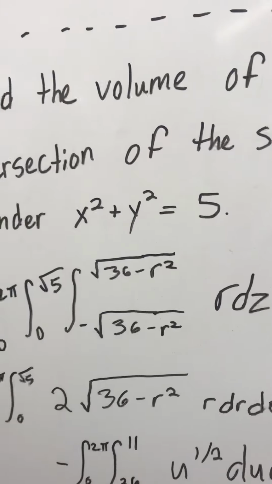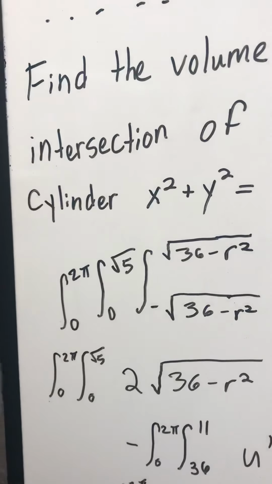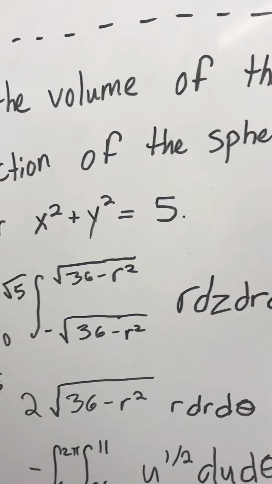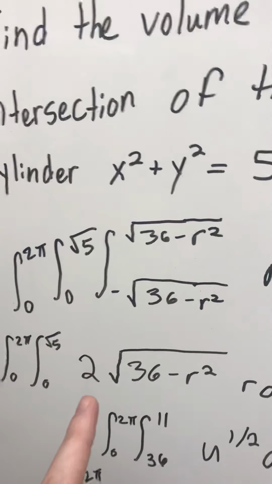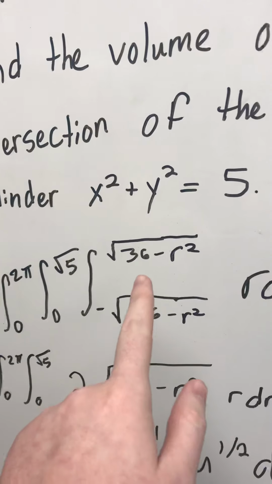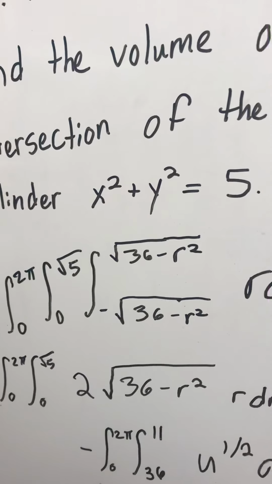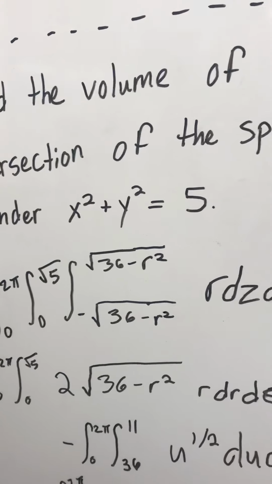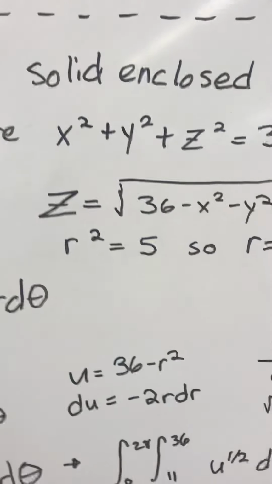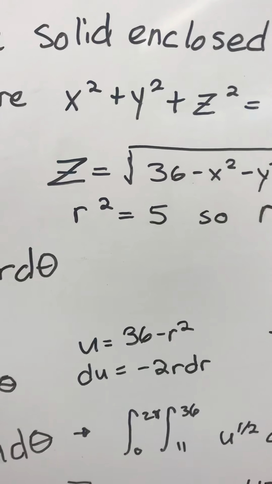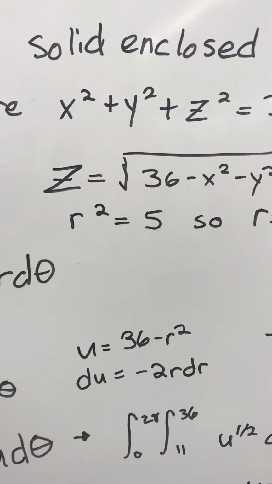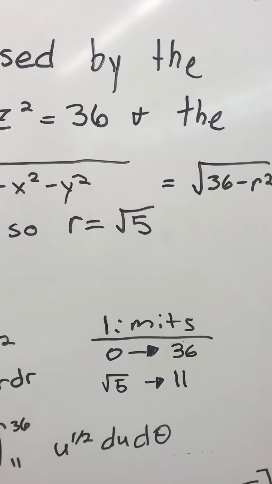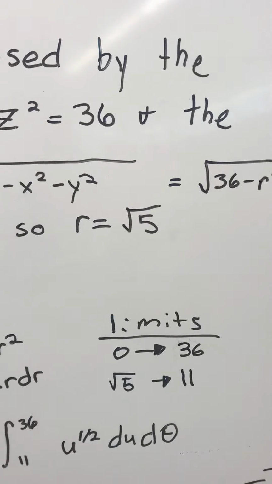So integrating in terms of z, we get the double integral 0 to 2 pi, 0 to square root of 5, of 2 times the square root of 36 minus r squared, r dr d theta. The reason this is a 2 is because we ended up with the square root of 36 minus r squared minus negative square root of 36 minus r squared, so we added them together to get 2 of them. And then we do some u-sub, where u is 36 minus r squared and du is negative 2r dr. So our limits go from 0 becoming 36, and the square root of 5 becoming 11.